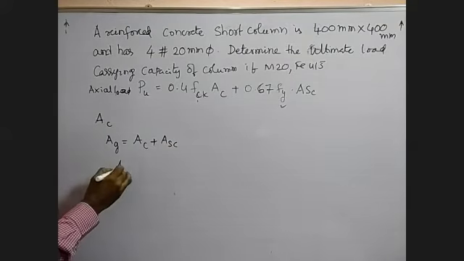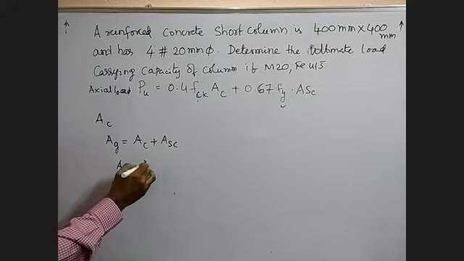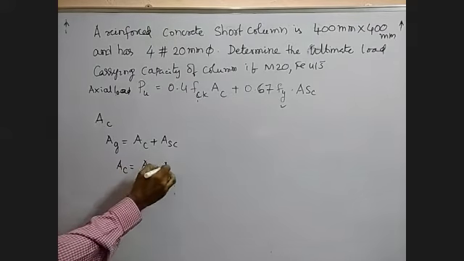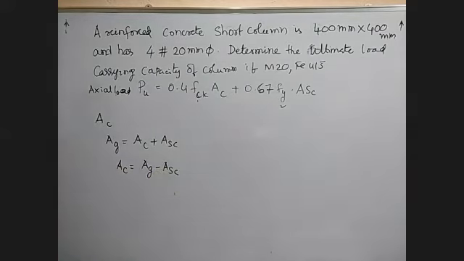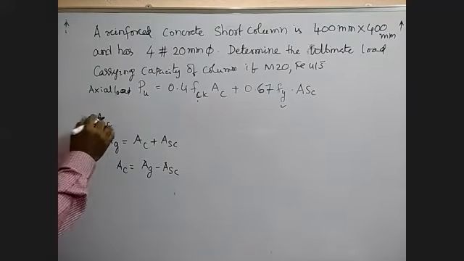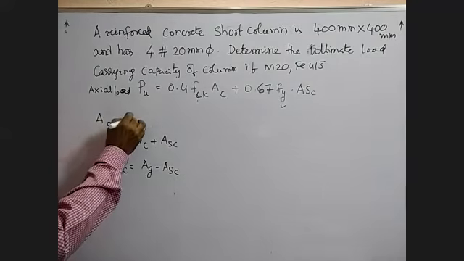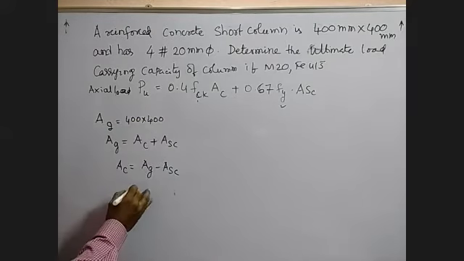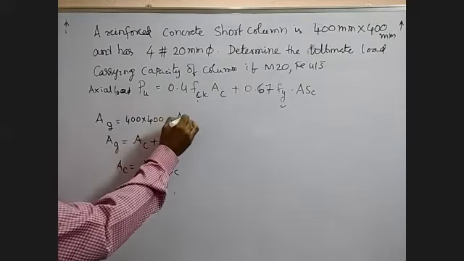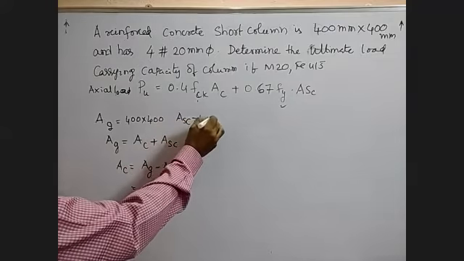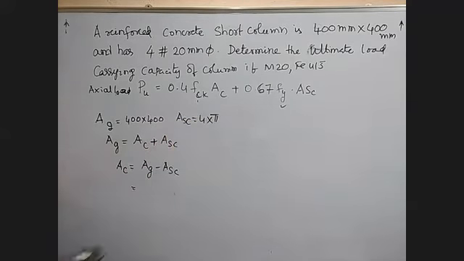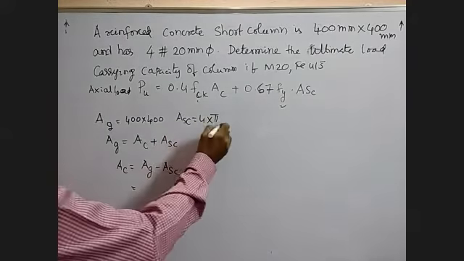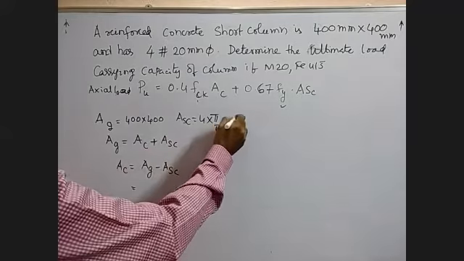Area of concrete కావాలంటే AG minus AC. Okay. AG ఎంత ఇచ్చాడు మనకి, గ్రాస్ ఏరియా AG is given as 400 into 400. Okay. So AC ఎంత ఇచ్చాడు మనకి, 4 bars of something is given, 20 mm, sir. 20 mm. Okay.